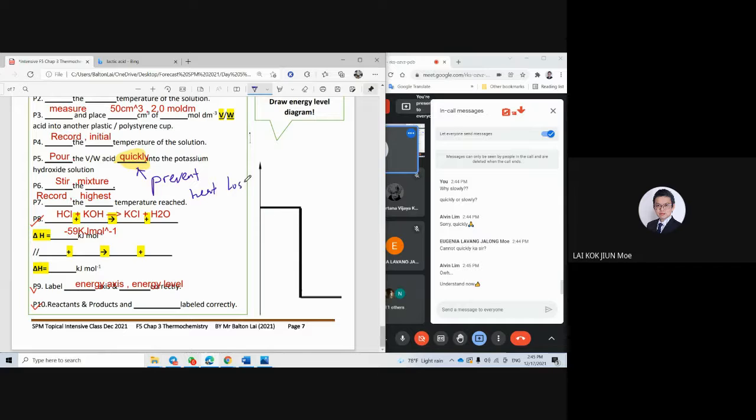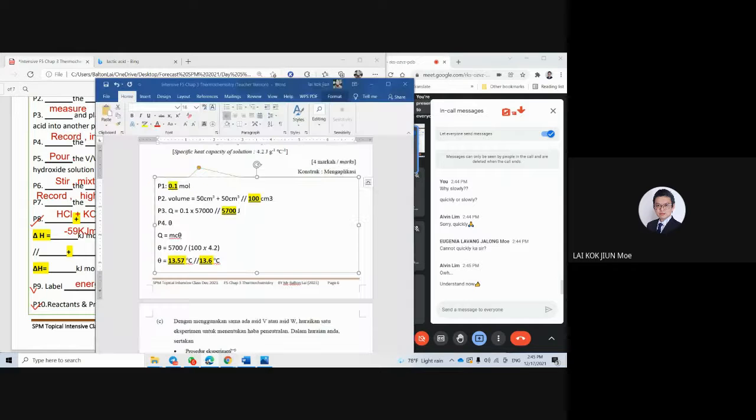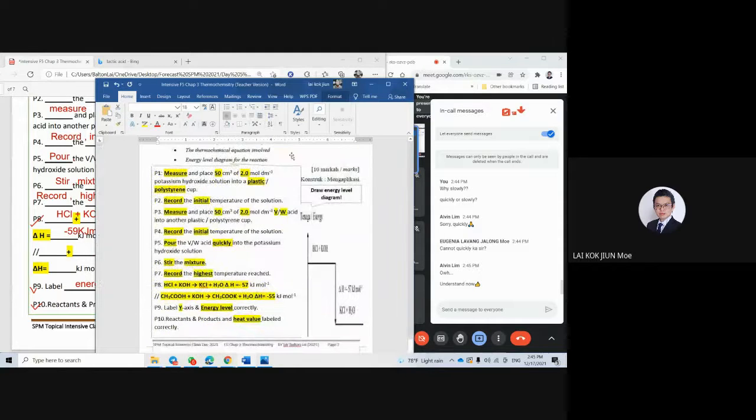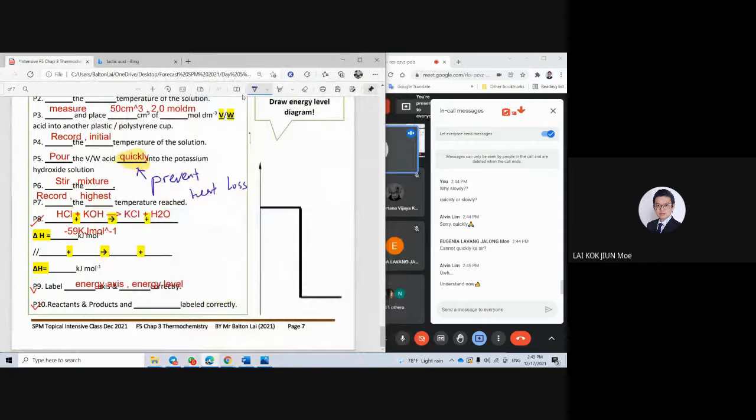Oh, this one is important. And then the last one, this one is the heat. We need to label the heat correctly. You know the heat value? Heat value must be included, so this must include your heat value.